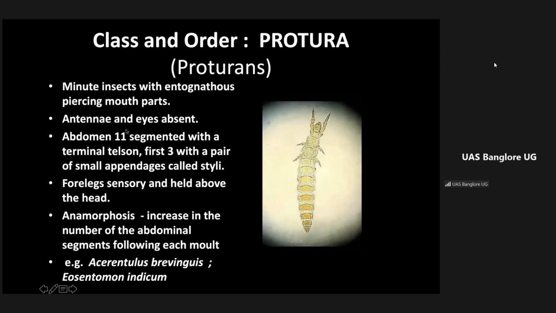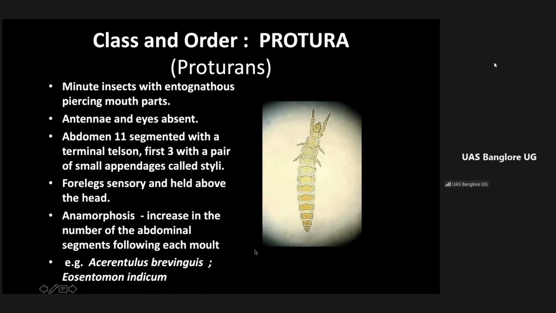What you see is that antenna and eyes are absent. The abdomen is 11 segmented with a terminal telson, and the first 3 segments have a pair of small appendages called styli. The forelegs are sensory and held above the head. So they have a terminal telson at the tip of the abdomen, whereas the forelegs are held like a sensory organ, just like the antenna, since eyes and antenna are absent.